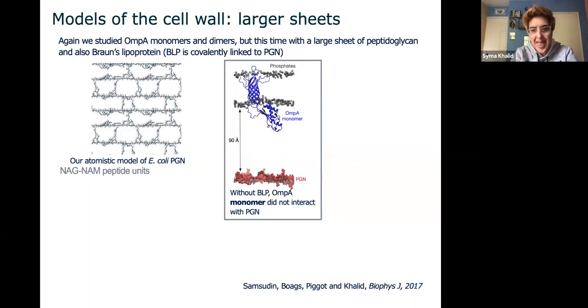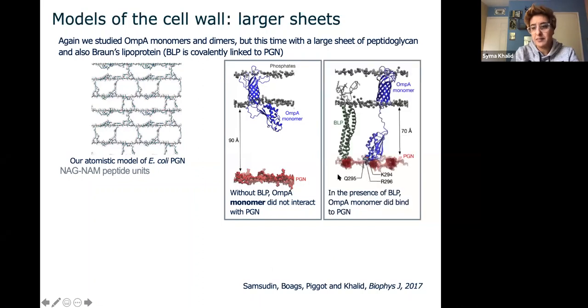We didn't see any interaction of this bit of the protein with the cell wall at all, even though now we've got a more complete model of the cell wall. But then when we started thinking about it, we realized that we had made a big omission. We'd missed out this protein here called Braun's lipoprotein. Now, this is the most abundant protein in E. coli. So there's shed loads of this everywhere, and we hadn't put it into our simulations.